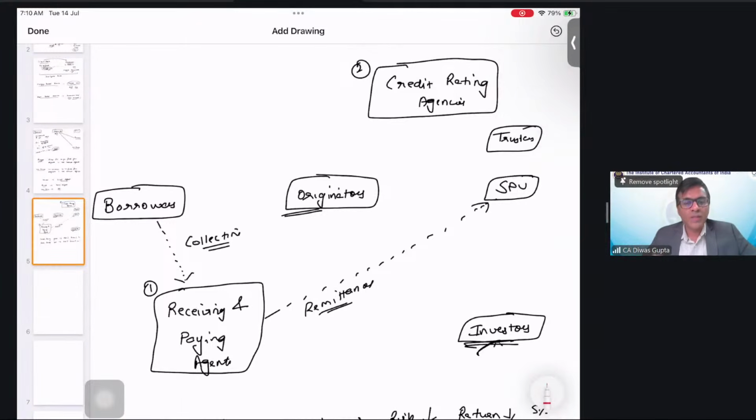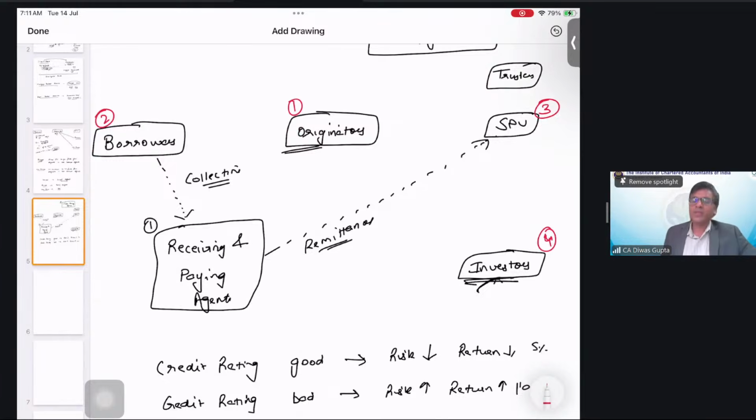Then let's introduce some more parties to this arrangement. We have discussed the originator, the borrower, the SPV, and the investors into this SPV in the form of provident funds, pension funds and other people who want to invest, right? Now, if I introduce other parties, once the borrower is supposed to repay the amount on the home loan, it will do so through a receiving and paying agent, students. Receiving and paying agents are those whose responsibility is to collect the amounts from the borrower and remit them back to the SPV. Clear? Because now the SPV will be responsible for collecting the amounts.